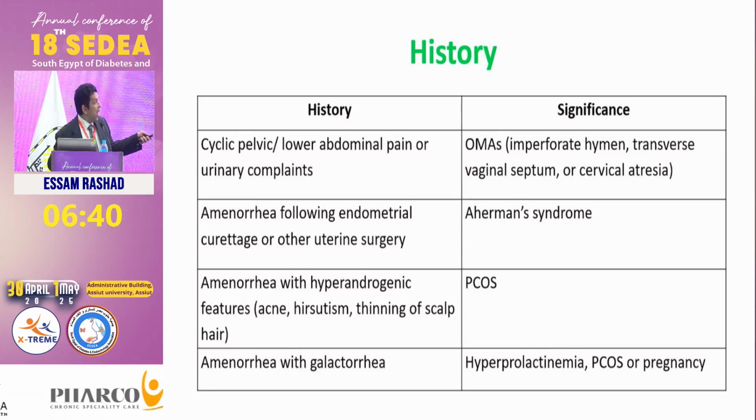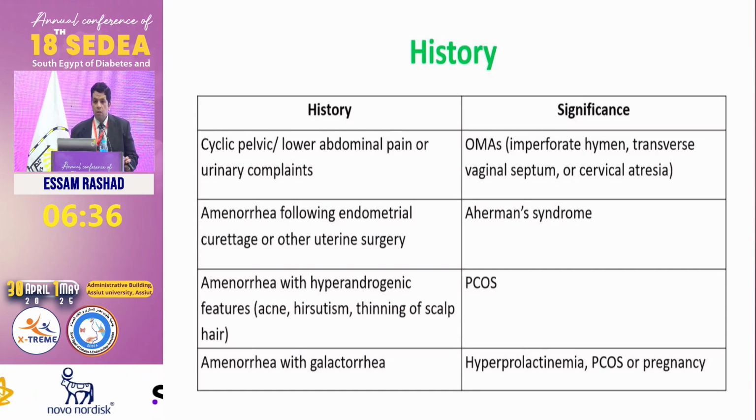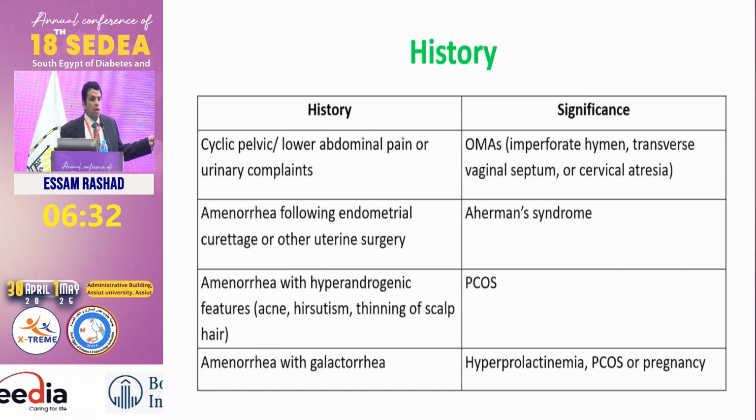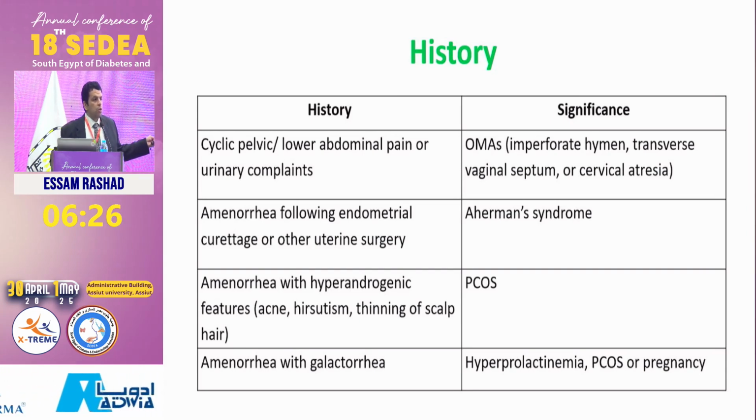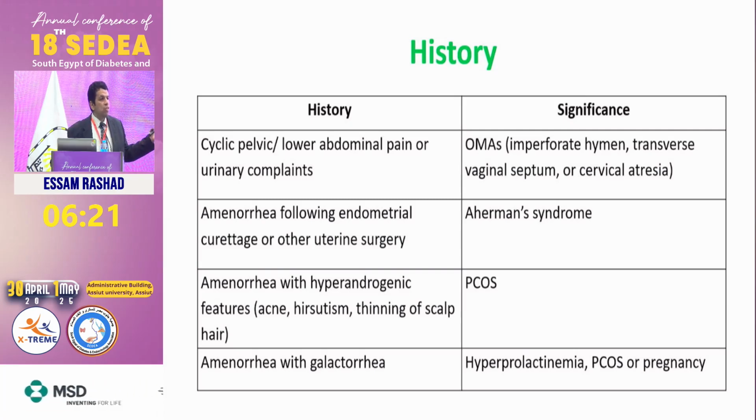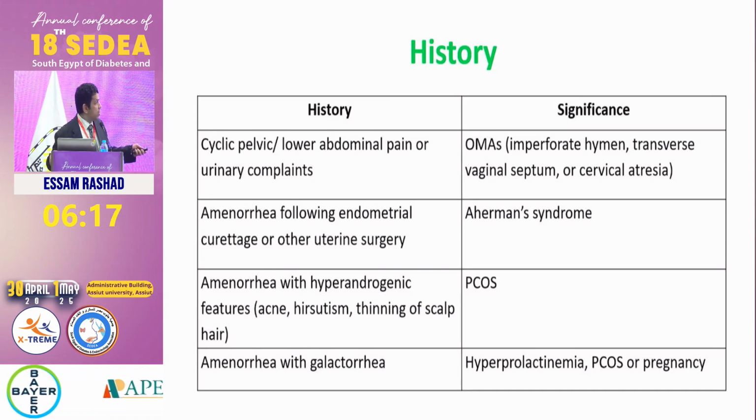Another point, amenorrhea following endometrial curettage or uterine surgery. That's important. This is usually a secondary amenorrhea. This usually refers to destruction of the functioning endometrium. This is what we call Asherman syndrome or intrauterine synechiae. So if you have a woman presenting with secondary amenorrhea after uterine surgery, think of Asherman syndrome. This comes at the priority of the list.